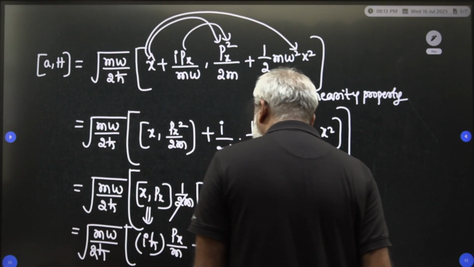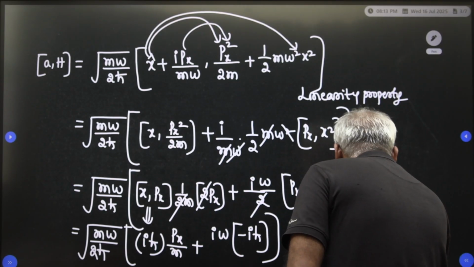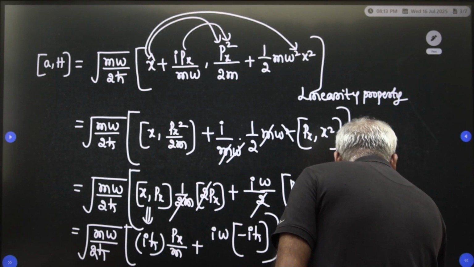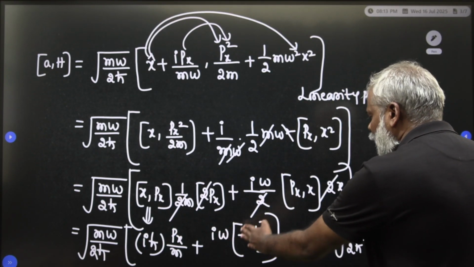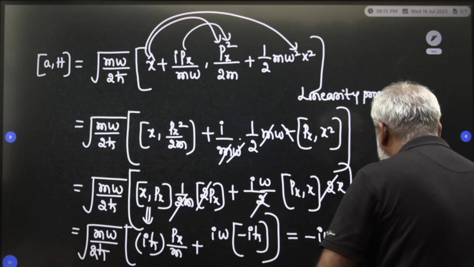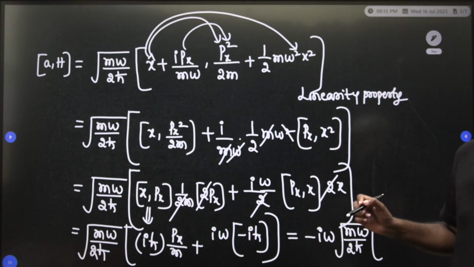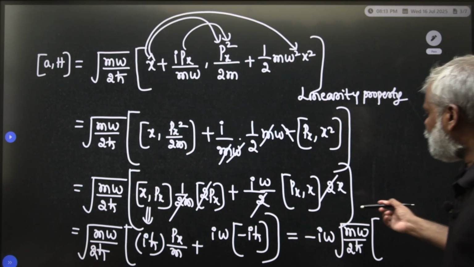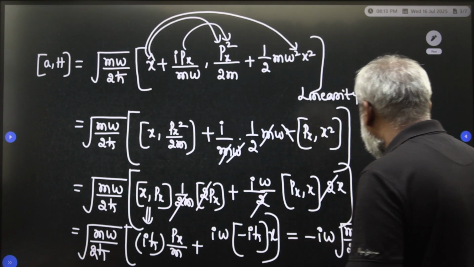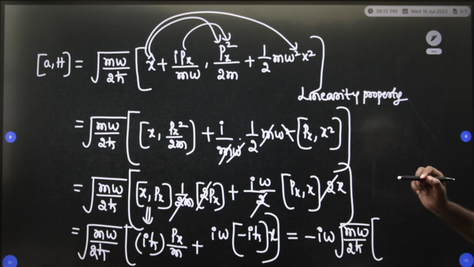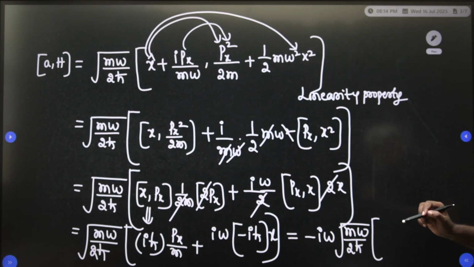So what is going to happen once you see the square root of m omega divided by 2h cut into, here minus i omega is going outside. So you have to write x cap here, because x is there. So you are able to take x cap here. So we get x cap, i h cut divided by 2m, so 2m you have to write.